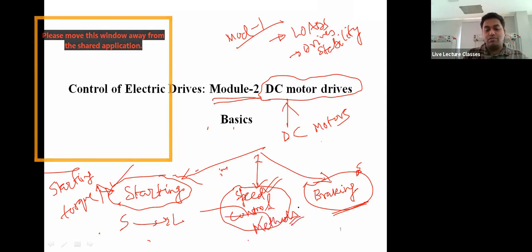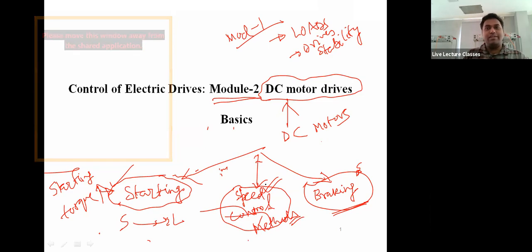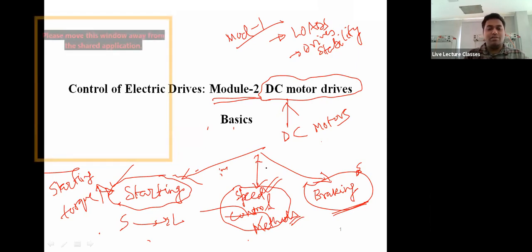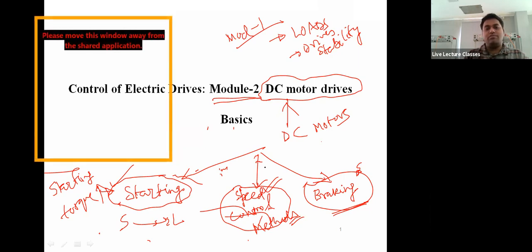How will you control? Can you imagine an electric scooter you bought that only has a starting key and does not have any speed controller? How would the journey be? Once you switch it on, it will run at its full speed. And once you switch it off, it will slowly go down. So can you think of such a thing? Would you like to buy that vehicle?